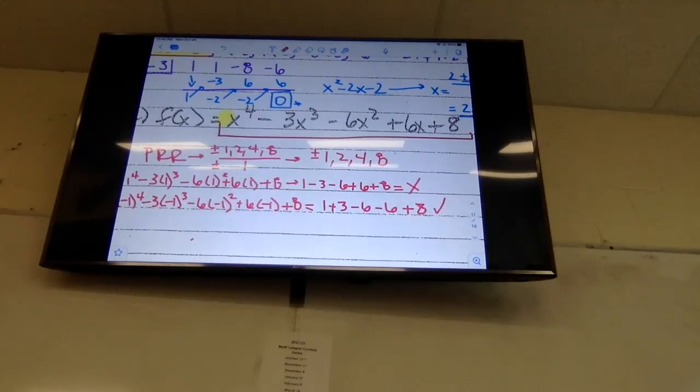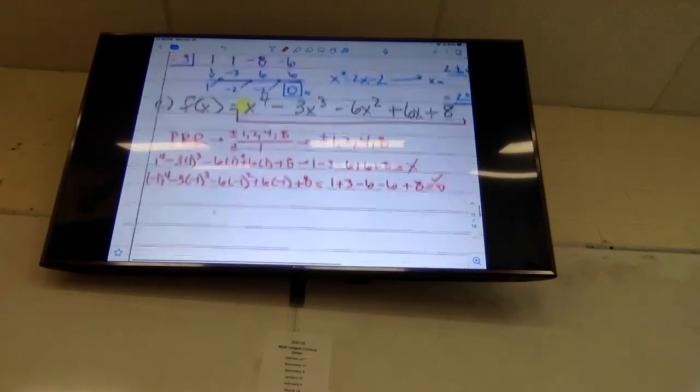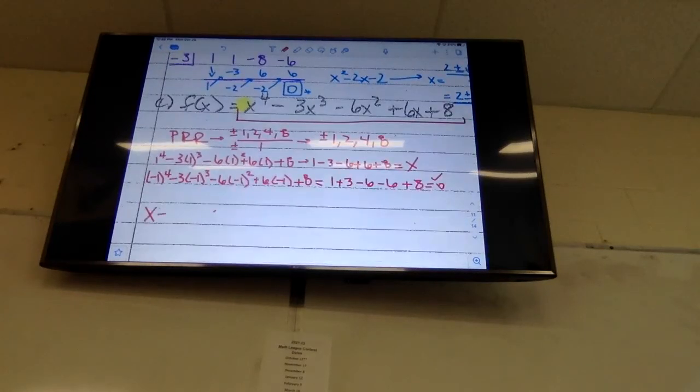I got -1 to work. Anyone not get -1 to work? I just would be really careful about your parentheses, about your negatives, about your distributing. We want to equal 0. So when I say it works, it means I got 0 and I said, okay, great. So that means one of my zeros is -1.